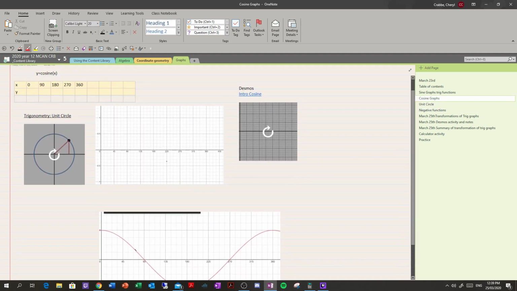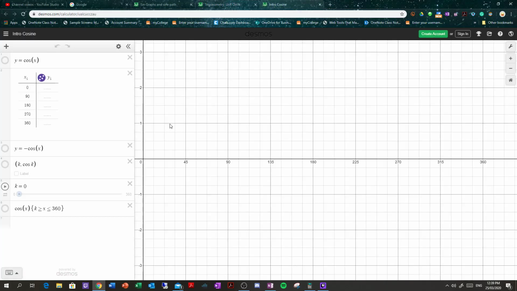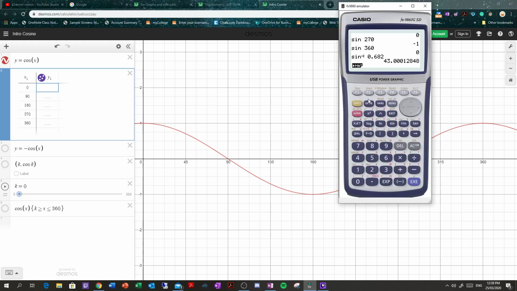Now, for the cosine graph, we go to Desmos. The cosine graph looks different, so it looks like this. Because if you try cosine of 0, it is 1.